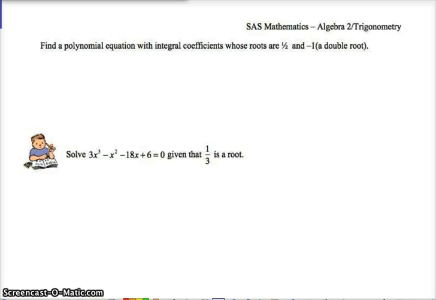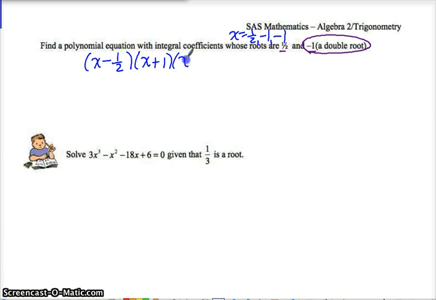So find a polynomial equation with integral coefficients whose roots are 1/2 and -1, but it's then telling us that -1 is a double root. So I need to go backwards. This is what x equals. x equals 1/2, -1, and -1. So if I'm going backwards, I'm going to do x minus 1/2, x plus 1 times x plus 1, and that equals 0. And now I have to create the polynomial.